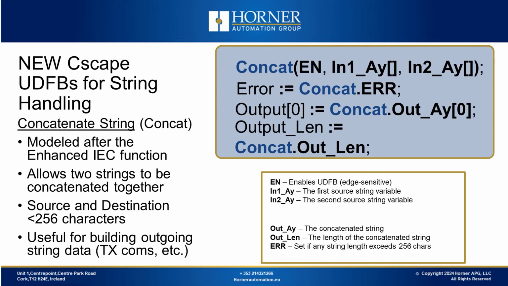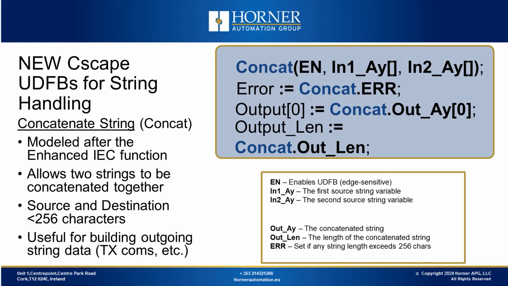Next, we will look at the concat UDFB. This UDFB is used to concatenate or join together 2 strings. This UDFB adds strings together as one longer string and stores it in an output variable. This UDFB also tells you the length of the string it has created as part of its output. So if we concatenated a 5-character string and a 6-character string, we will get an output length of 11.